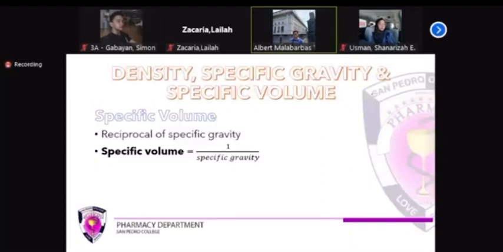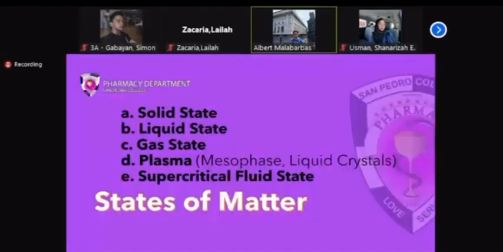Okay? And then the last one, we have your specific volume. Specific volume is computed as a reciprocal of specific gravity. So 1 over specific gravity para makuha ang specific volume. So yan siya for our introduction.